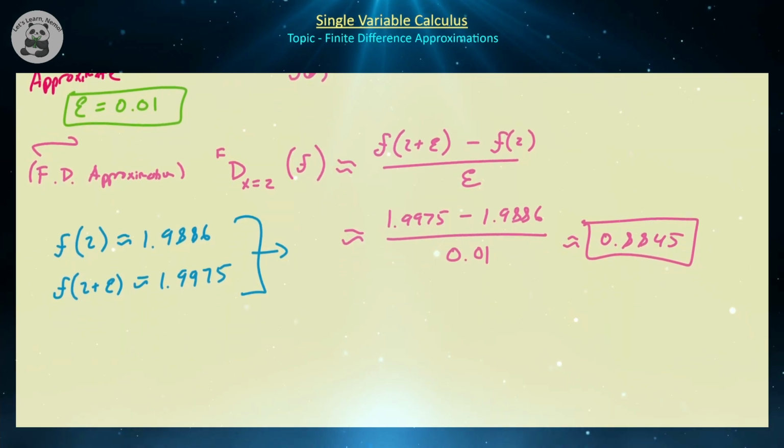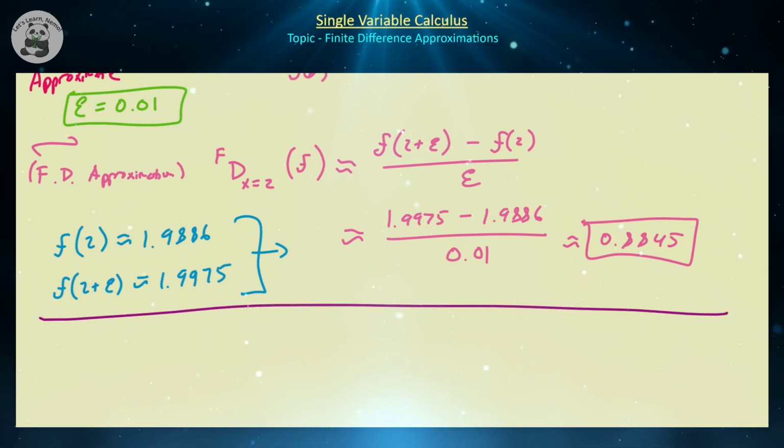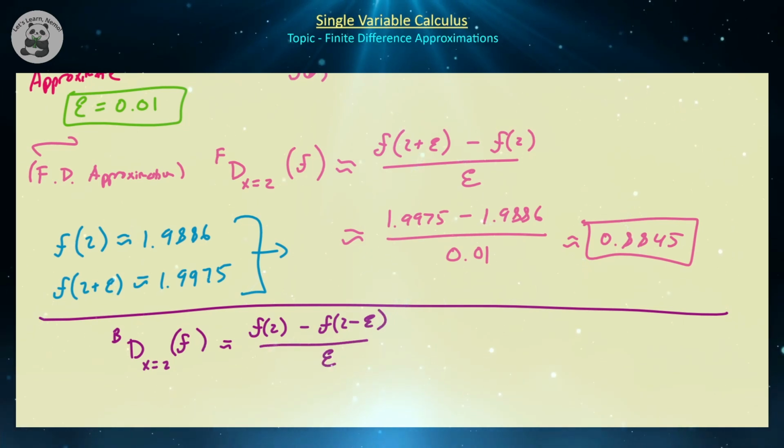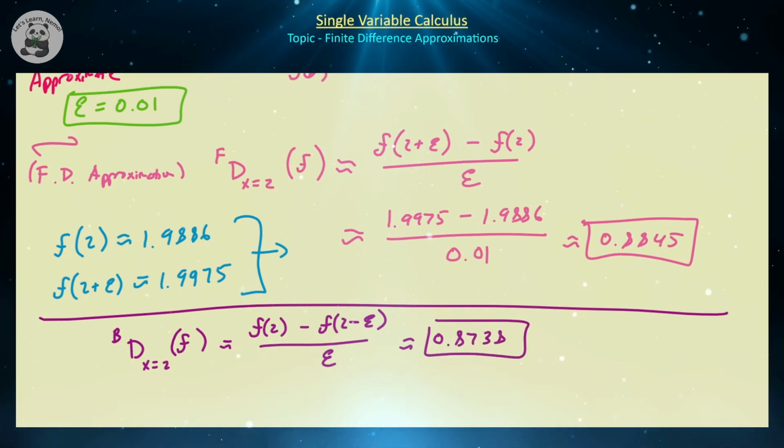And you may be like, well, I'm not exactly sure if I should trust the forward difference approximation. Let's do the backward difference and the central difference just to compare. So again, the backward difference approximation at x equal to 2 for this function f is going to be approximately equal to f of 2 minus f of 2 minus epsilon, all divided by epsilon, and you can find that that's approximately equal to 0.8738. Obviously there is some difference between them, but one can be at least numerically sure that the derivative, at least to one decimal place, should be about 0.8.